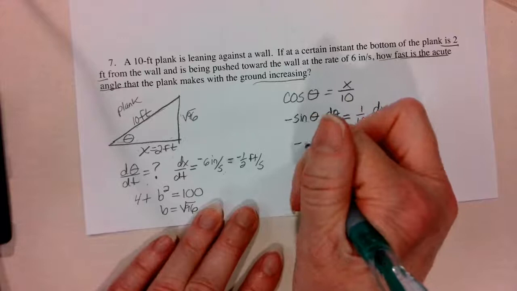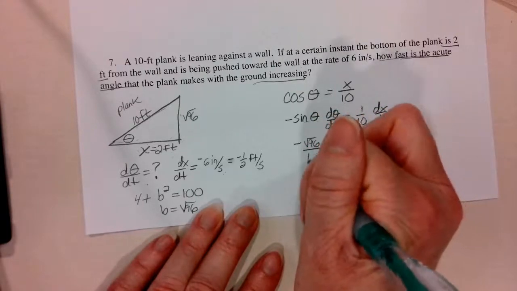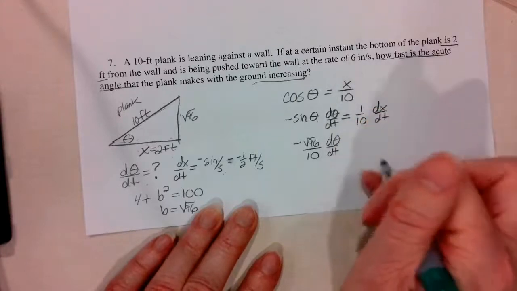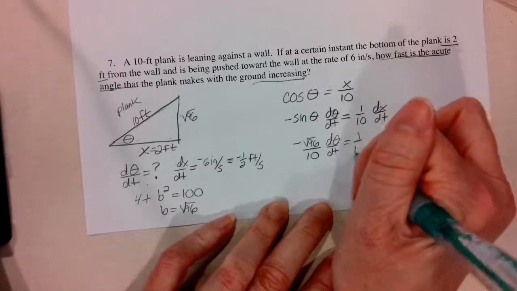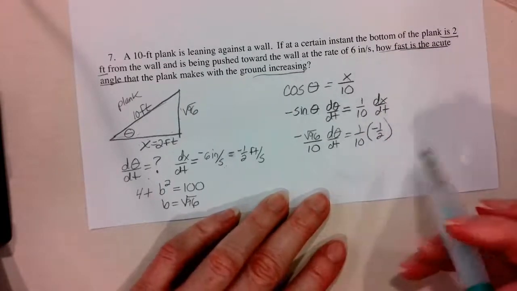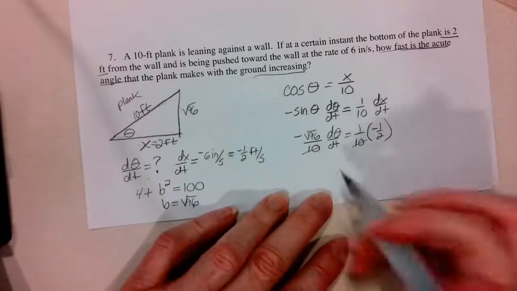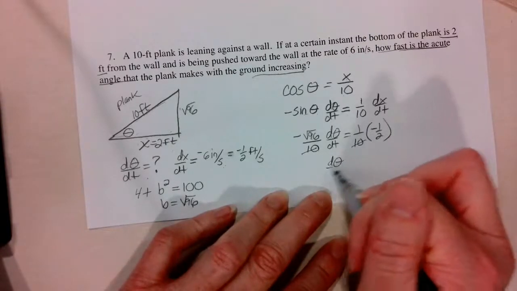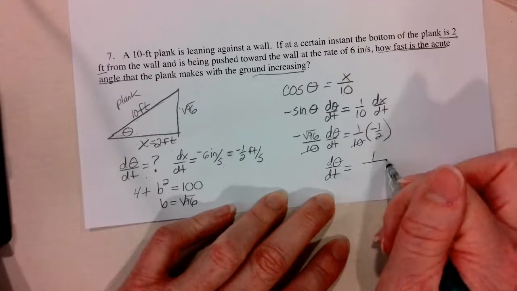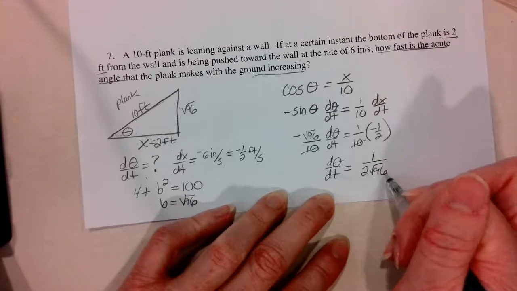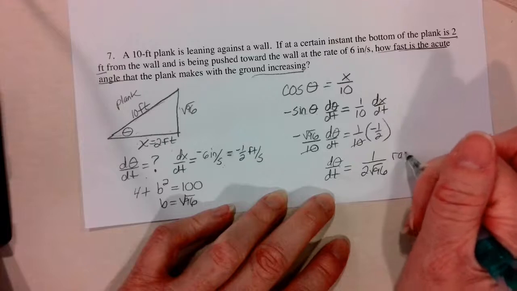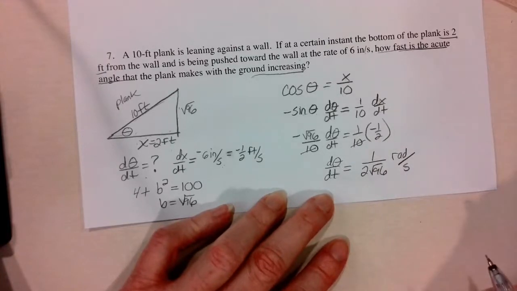So negative square root 96 over 10, opposite over hypotenuse, times dθ/dt, looking for dθ/dt, is equal to 1/10 times our given negative 1/2. Some quick algebraic manipulation, the 10s are gone, so then dθ/dt is equal to 1 over 2 square roots of 96. The measurement for angles is radians per second.